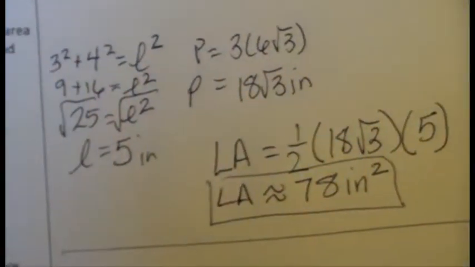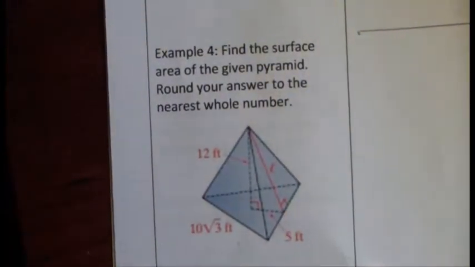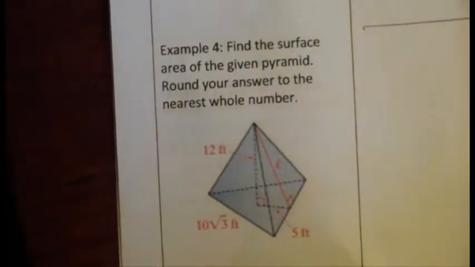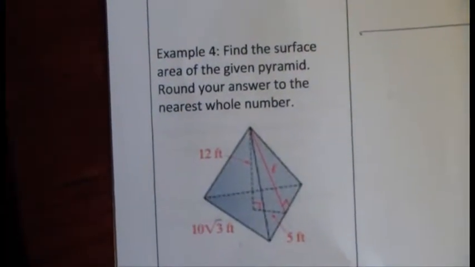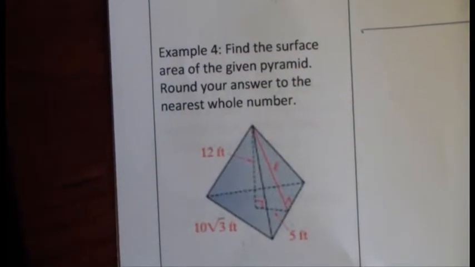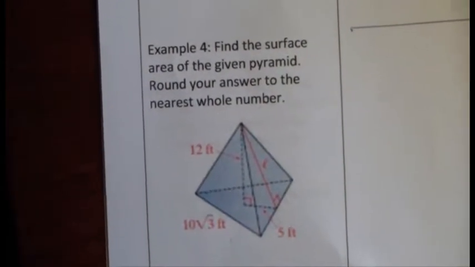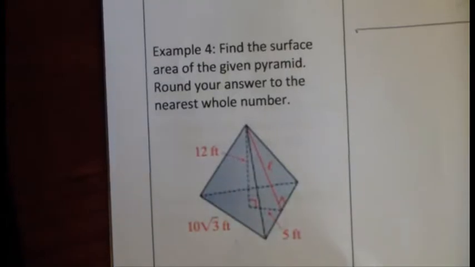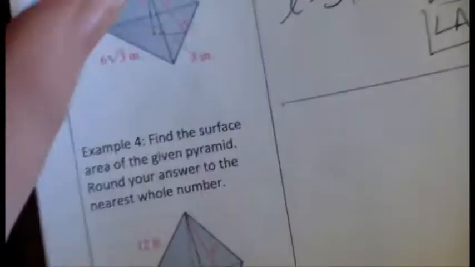All right, example 4. Find the surface area of the given prism or pyramid. Round your answer to the nearest whole number. All right, so this time we are going to have to find the base area of our figure. Oh, and we need to find our slant height too. All right, so let's start by finding our slant height.